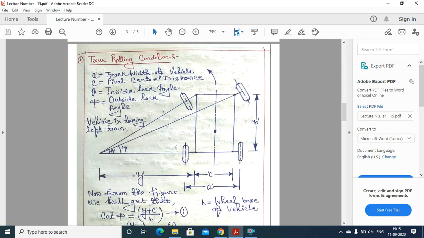then we will get the distance from the center of the wheel to the pivot center, for both sides. So for one side it will be divided by 2, and that's why it will be (a minus c) by 2.